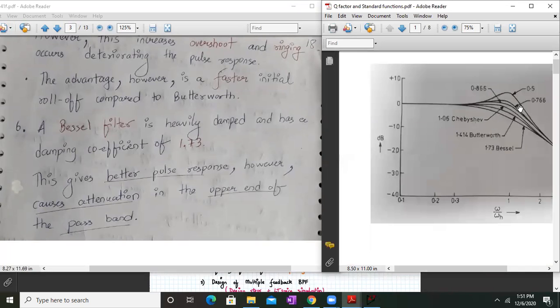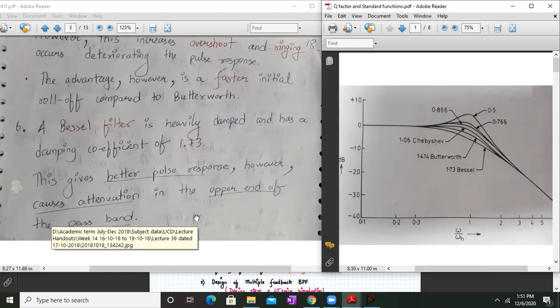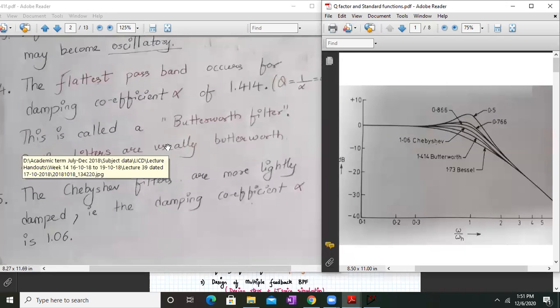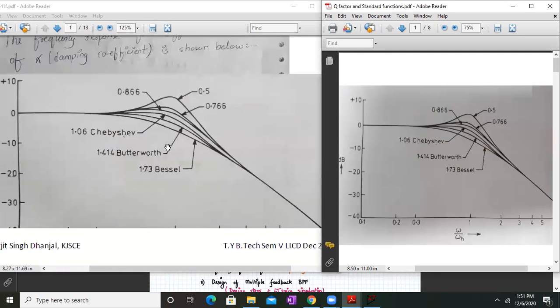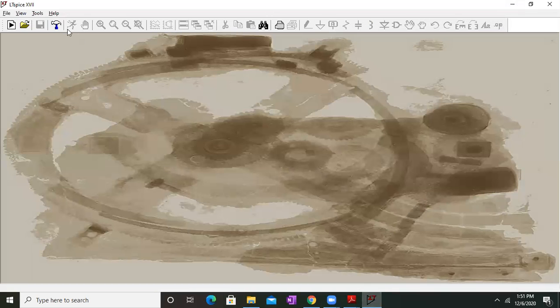So that's why a Bessel filter is used in cases wherein you can tolerate this attenuation in the upper end of your passband region. Okay, so this is the effect of all the damping ratios or the quality factor for the second order low pass filter. From this equation you can determine that very clearly. Now let's go to the LTspice simulation and check out certain results.